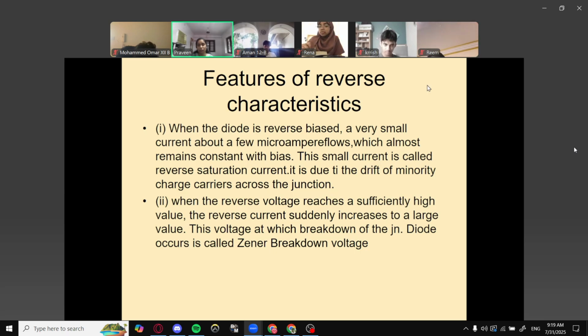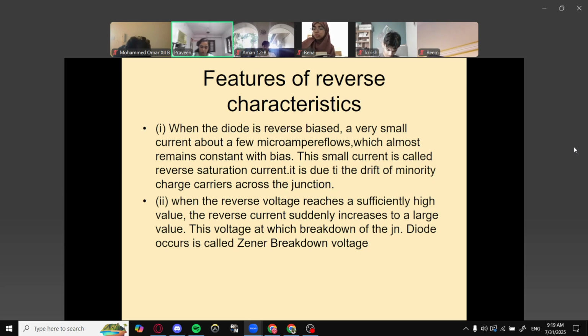Okay, two sentences only related to the reverse characteristics. As we have seen, the reverse characteristics current is due to minority charge carriers drifting across the junction, and this small current will not vary with the bias voltage that much. You can almost say that it's a saturation current, almost constant. It's only a few microamperes, a very small current, because the minority charge carriers are very few in number. Also, at a particular point, for a sufficient bias voltage, breakdown of the junction will happen.